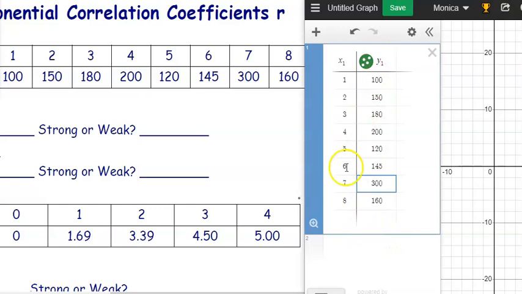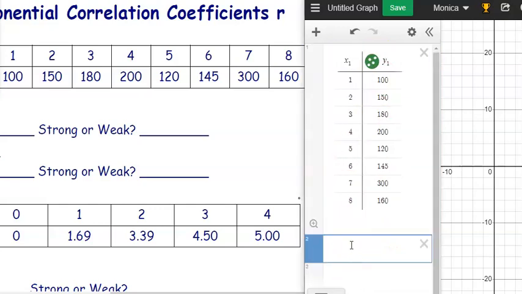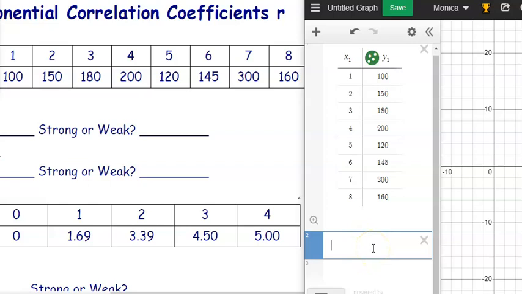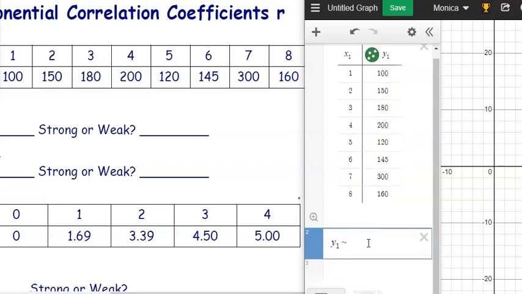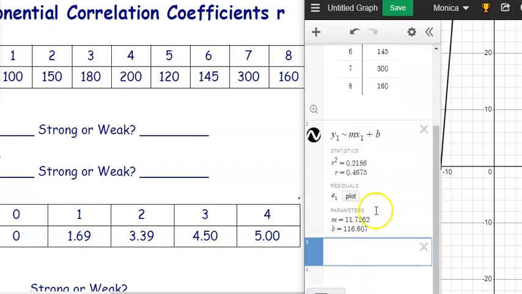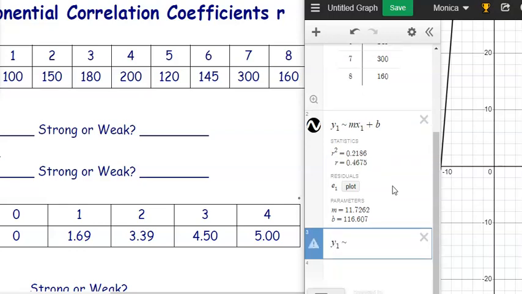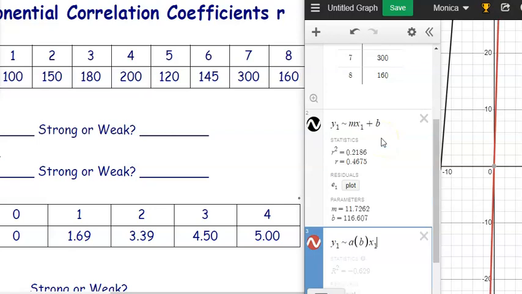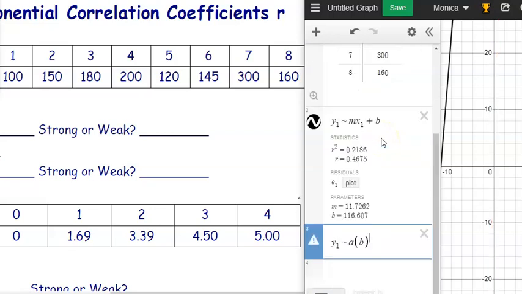Okay, once you've put in all the data points, we'll click on another row and type in our formulas. To find a linear regression, we type y1 tilde, it's the little squiggly line, mx1 plus b, where m is the slope and b is the y-intercept for our regression, or line of best fit. And then for our exponential regression, we do y1 tilde a times b to the x1 power.